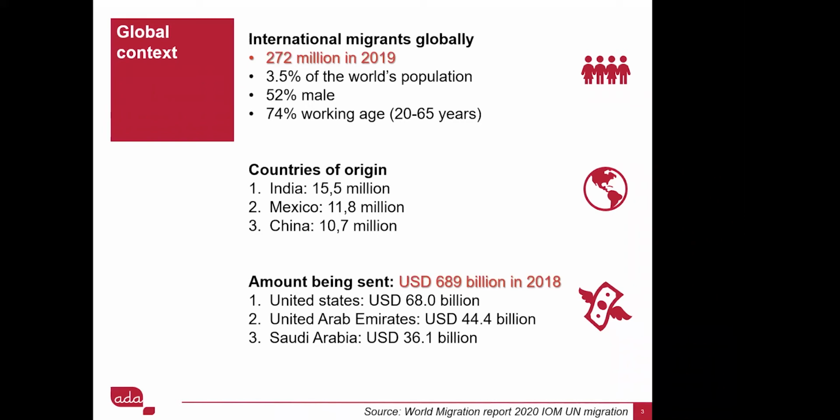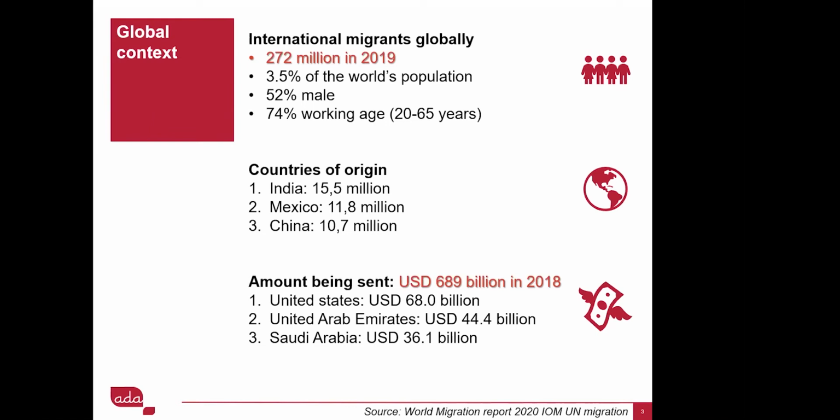And then in terms of the amounts being sent, in 2018, $689 billion was sent in remittances. The US is the largest sending country, followed by the Gulf countries not far behind. This amount is projected to decline in 2020 by about 20%, due to the pandemic.